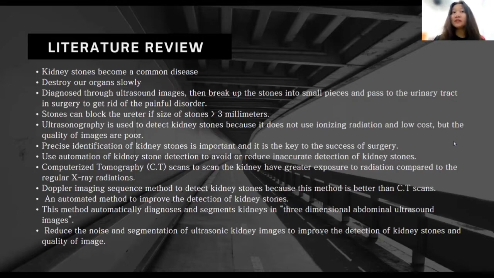Computerized tomography, which is the CT scan, to scan the kidney has greater exposure to radiation compared to regular X-ray radiation. And the Doppler imaging sequence method is used to detect the kidney stone because this method is better than CT scan. And there is an automated method to improve the detection of the kidney stone. This method automatically diagnoses and segments the kidney in three-dimensional abdominal ultrasound images. And we need to reduce the noise and improve the segmentation of the ultrasonic kidney image to improve the detection of the kidney stone and the quality of the image.